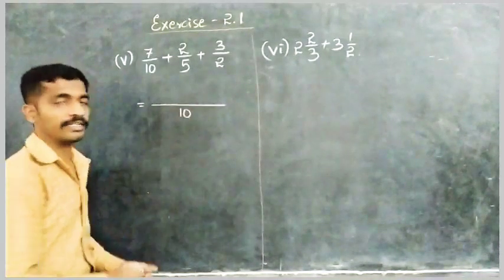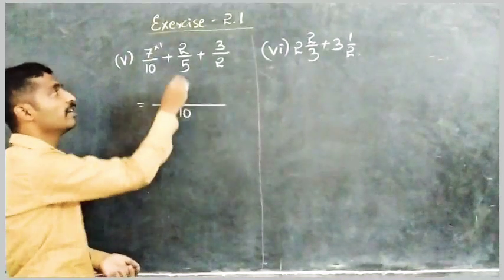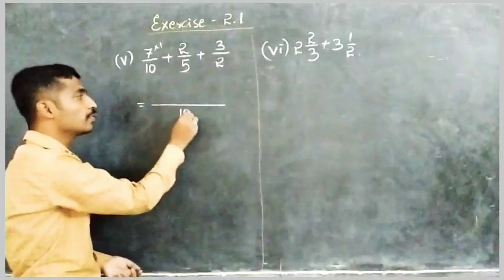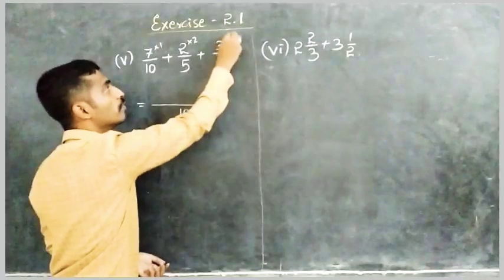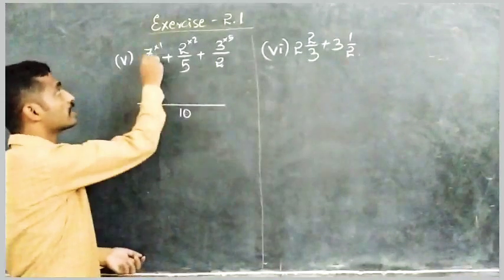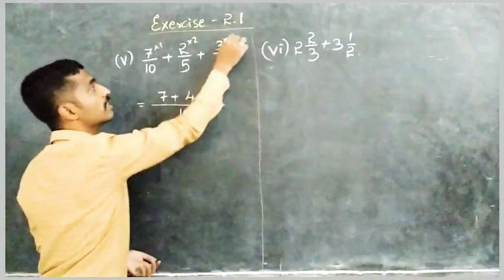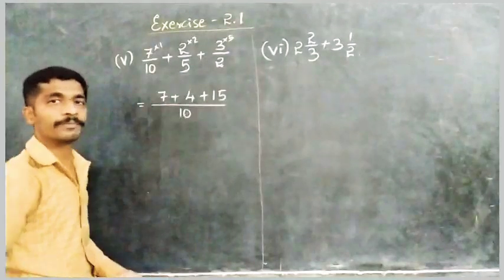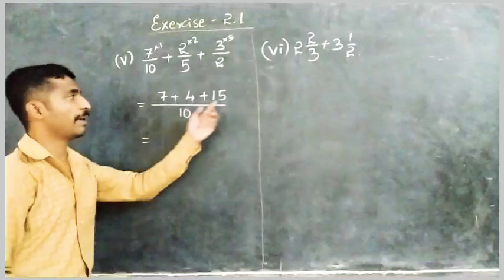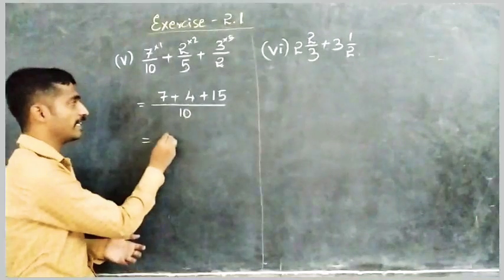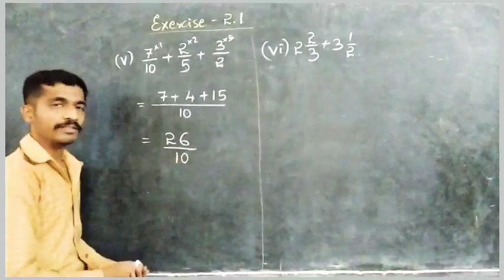So here 10. Okay. So 10, how much are 10? 10 ones are 10. 5, how much are 10? 5 2s are 10. So here multiply with 2. 2, how much are 10? 2 5s are 10. Okay. So 7 ones are 7 plus 2 2s are 4 plus 3 5s are 15. Okay. If you add all, 7 plus 4, 11, 11 plus 15, you will get here 26 divided by 10.